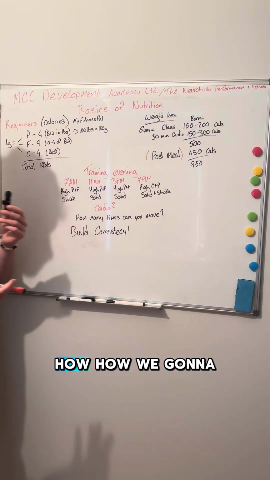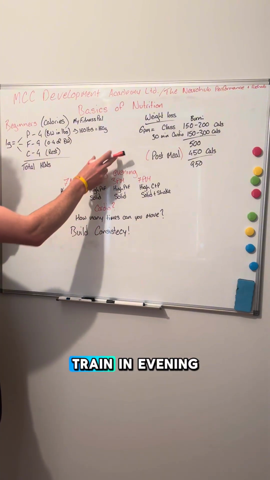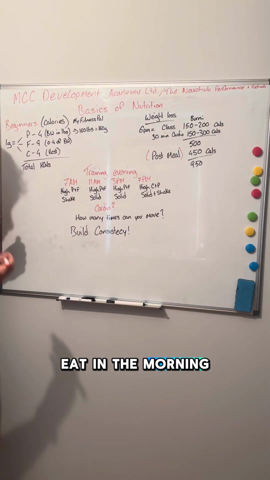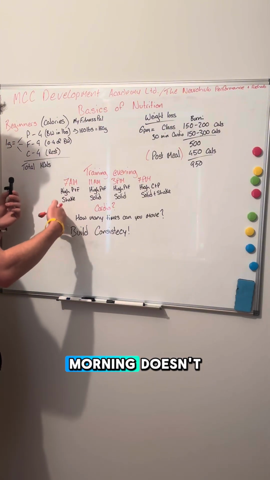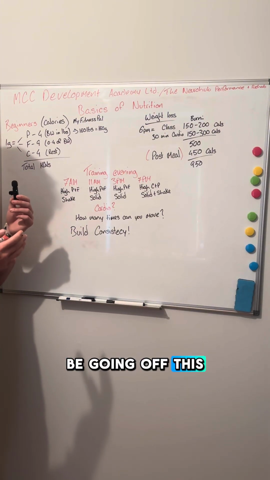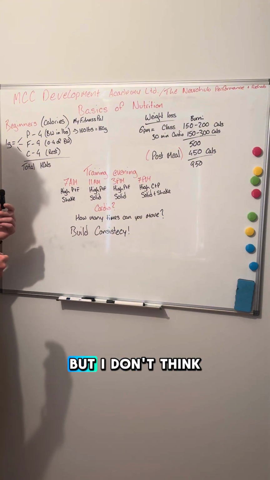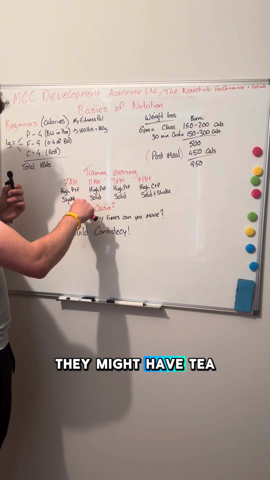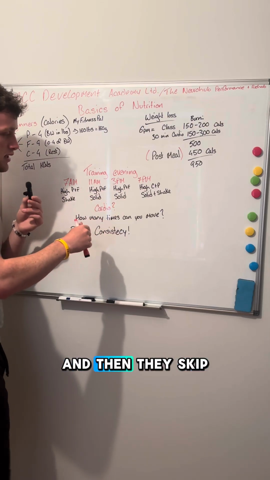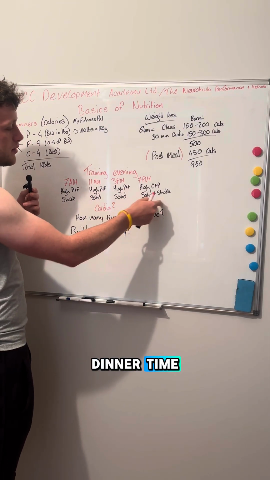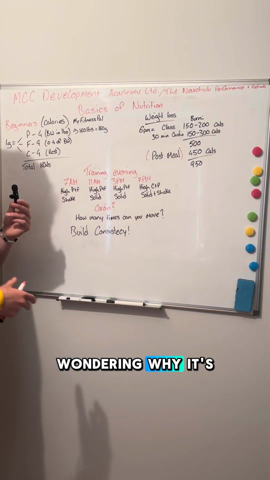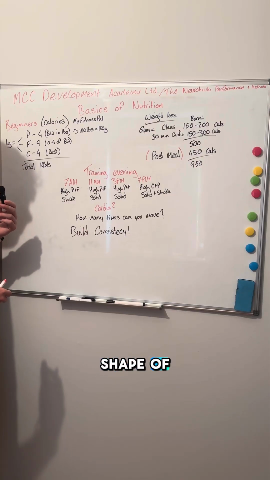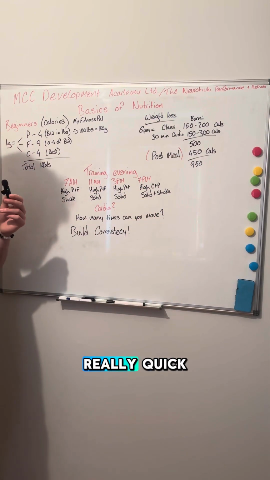For example, how are we going to fit that into your day? If it was a training evening, and it's very common for people to struggle to eat in the morning, okay? So you might be that person who gets up in the morning, doesn't eat, and then they might be going off this intermittent fasting scenario, but I don't think we're at that level yet, okay? So if you're that person who gets up in the morning, doesn't eat, they might have tea or coffee and a scone at 11 o'clock, and then they skip on, and then at dinner time they have this big meal, and we're wondering why it's stored as fat, and then we're wondering why we're really struggling to change the shape of our body, even though we're doing all of these things. Okay, we're burning out really quick.